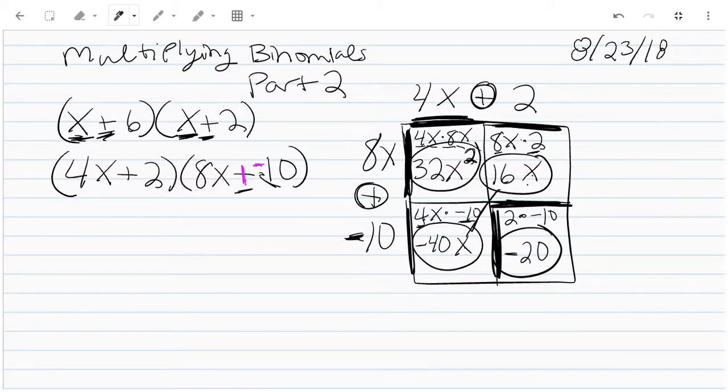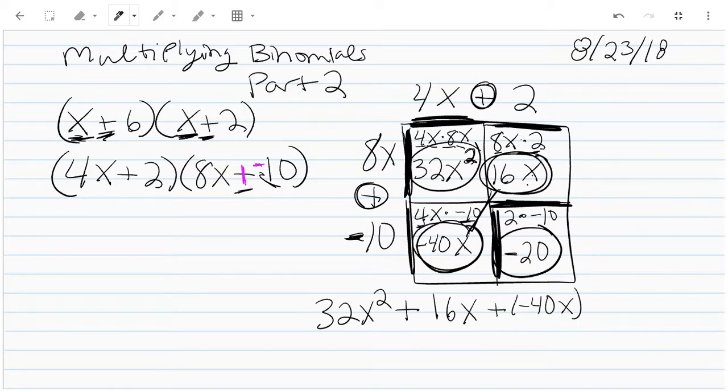And then I have this term. And so I'm going to go 32x squared. And I don't have room for that. I don't want that there. Erase. Try again. Let's go down to the bottom. So I have this 32x squared plus, this is 16x plus negative 40x. So I'm going to actually write it out, except that's an x there. So 16x plus negative 40x, and then this is minus 20.